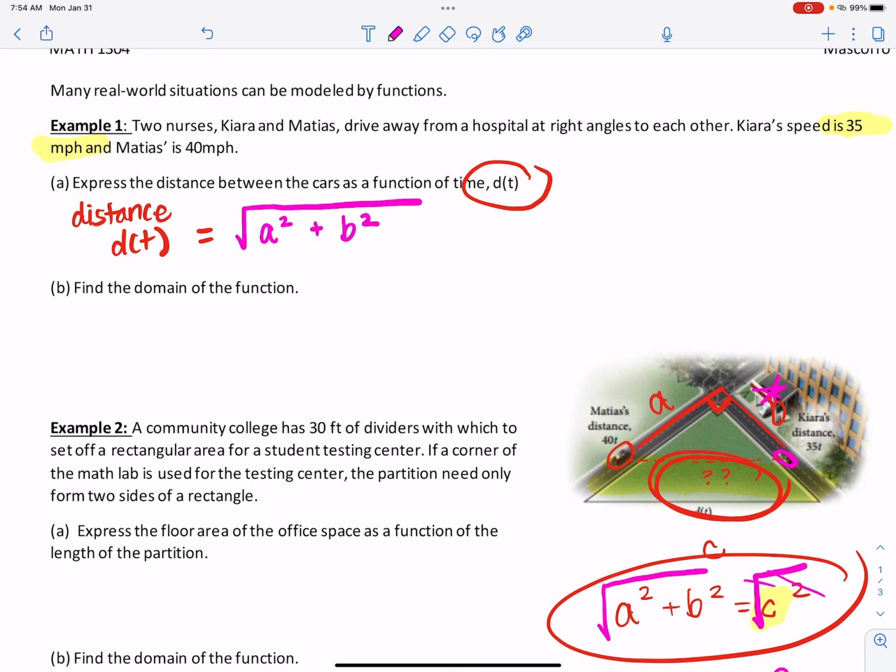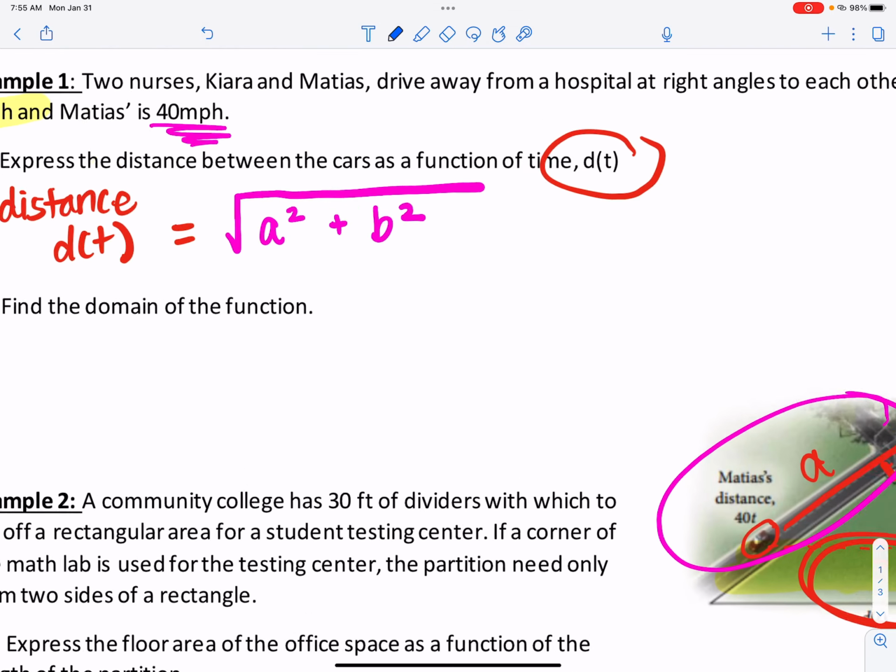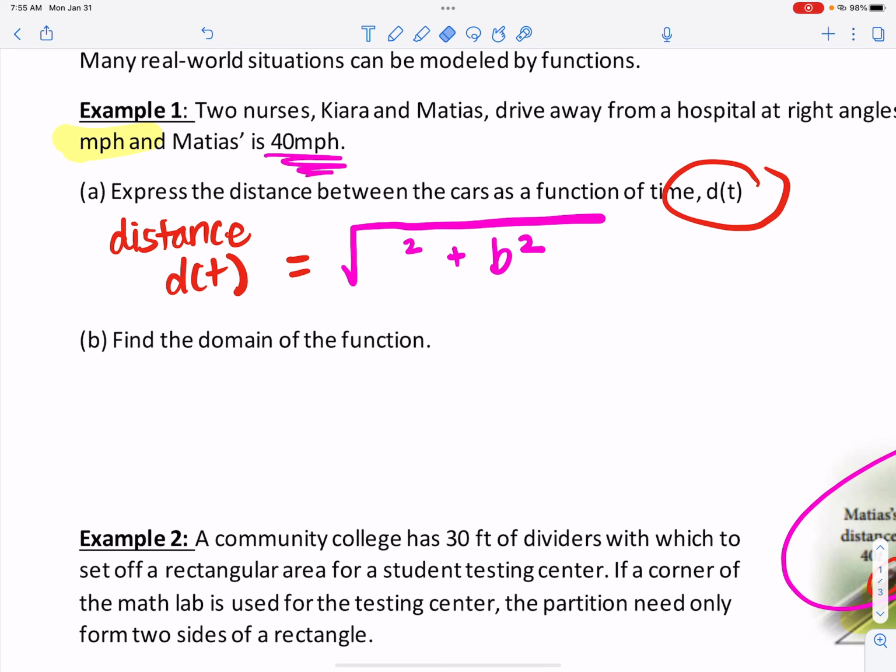Now, I don't know where Matthias's car is actually at, but I do know that he's going at a speed of 40 miles per hour. So every hour he travels another 40 miles. So instead of writing the letter A, I can actually write, well, I don't know how many hours have gone by, but I do know that every hour that passes by, he's going to have traveled 40 miles. So in place of A, I'm going to write 40H. Okay, because 40 miles every hour, and H is how many hours have gone by. Or you can do T or whatever letter you want to use. I guess I should do T because we're already using T.